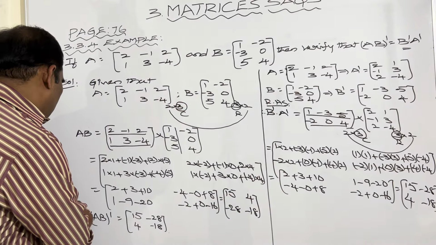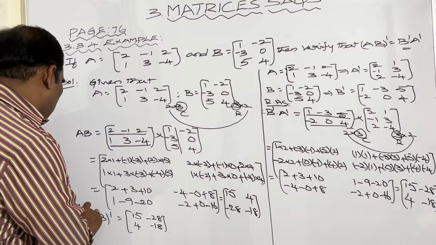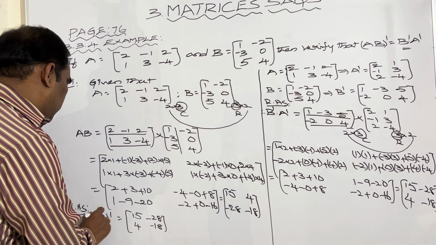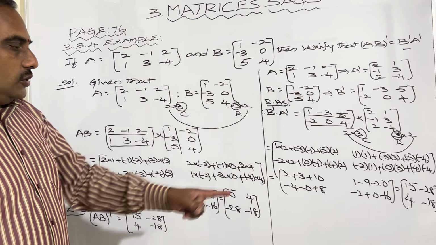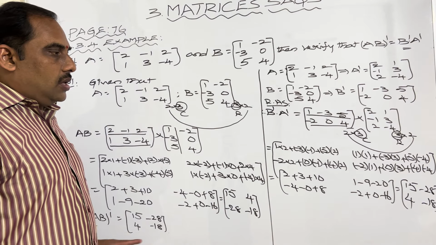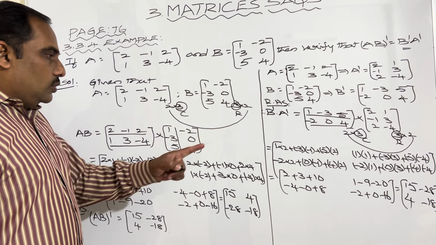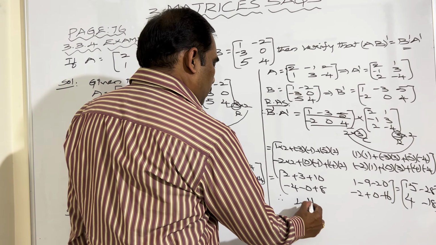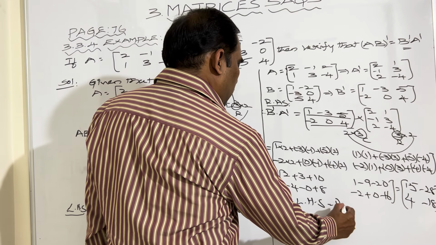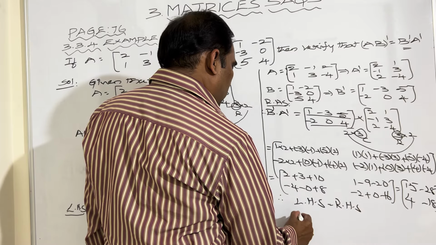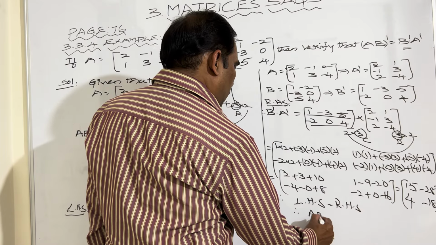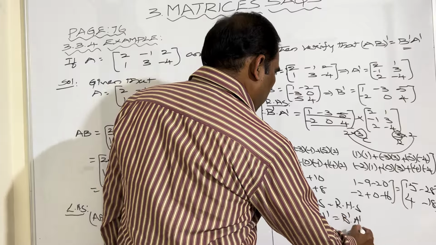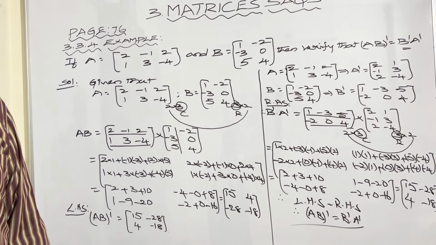Already we have the LHS, AB whole transpose, equal to 15, minus 28, 4, minus 18. You can observe that both are the same only. So LHS is equal to RHS. Therefore finally we can write that AB whole transpose is equal to B transpose into A transpose. Like this we can prove.